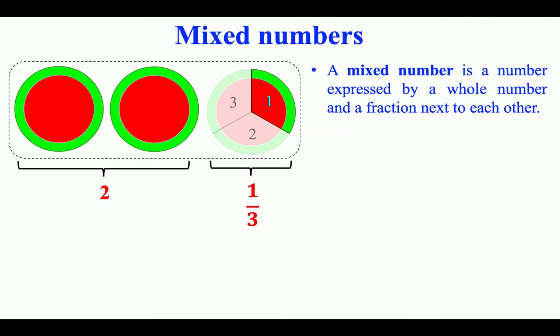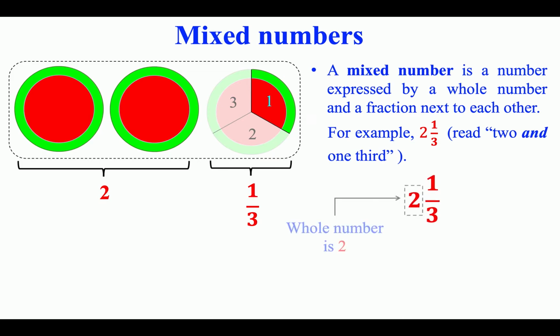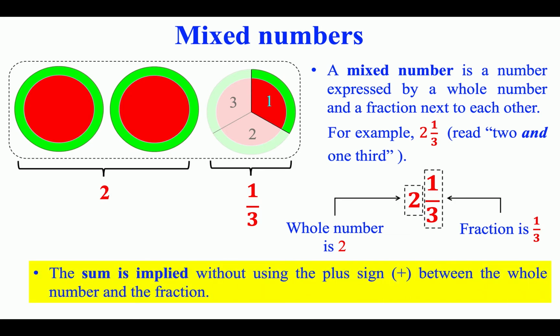Mixed numbers. A mixed number is a number expressed by a whole number and a fraction next to each other. For example, 2 and 1/3. Whole number is 2. Fraction is 1/3. The sum is implied without using the plus sign between the whole number and the fraction.